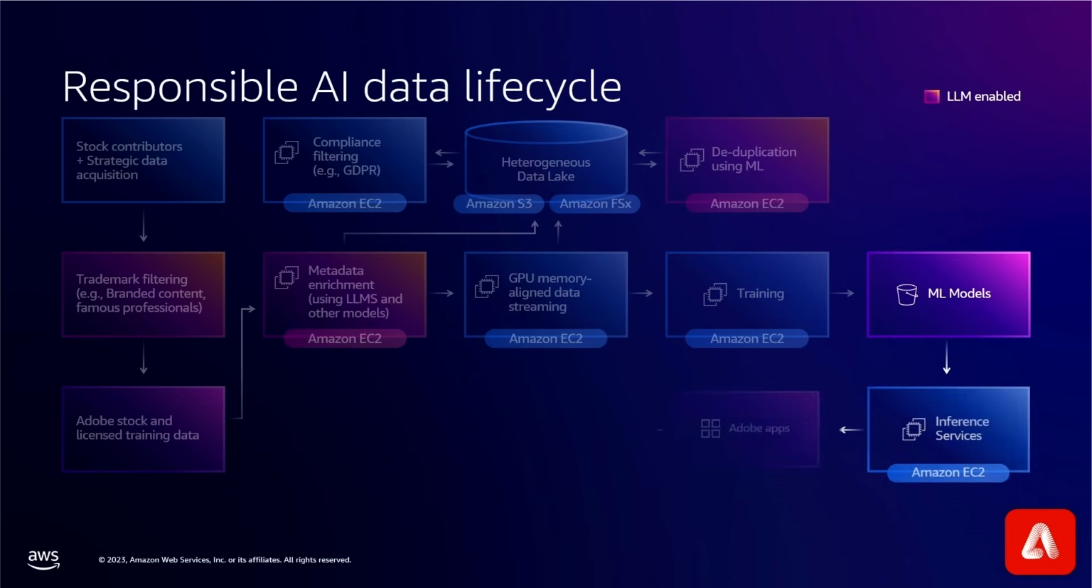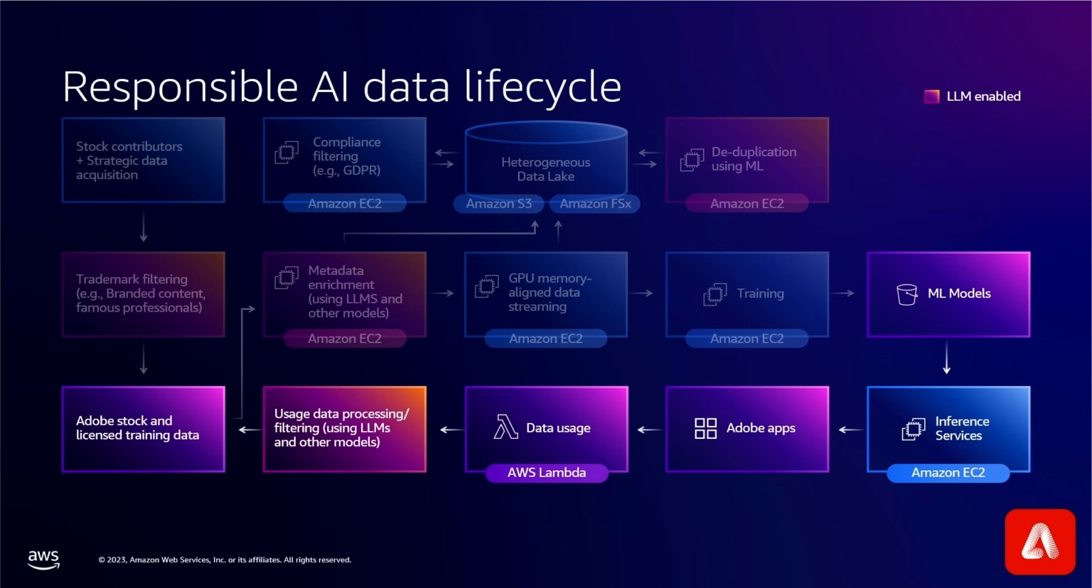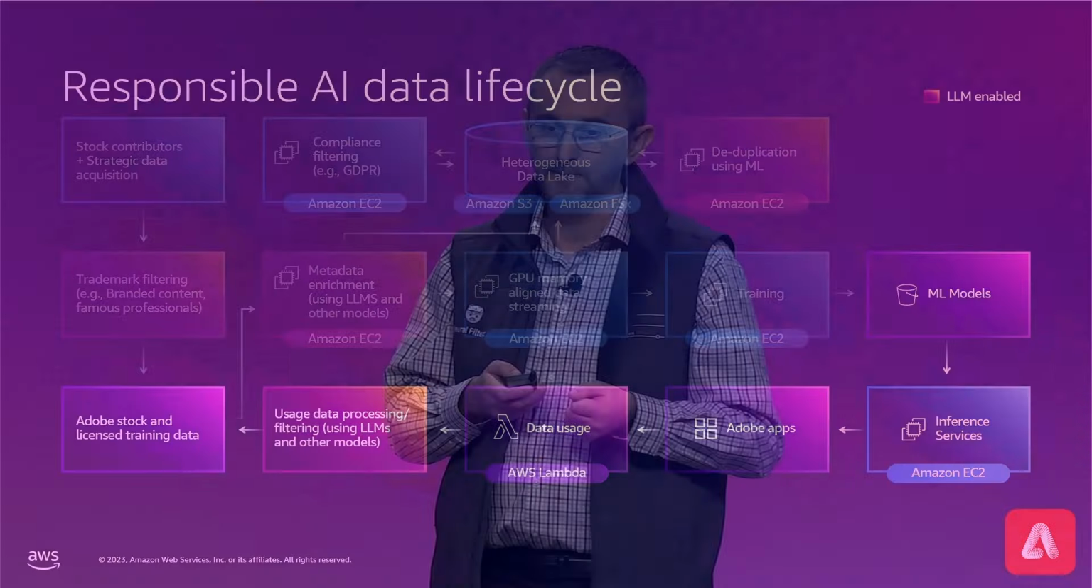To make models better, we also have this process called RLHF, you might have heard of, reinforcement learning with human feedback. So we collect likes, dislikes, downloads from our apps and feed those back into the training data to teach the model to generate more assets our customers would love.